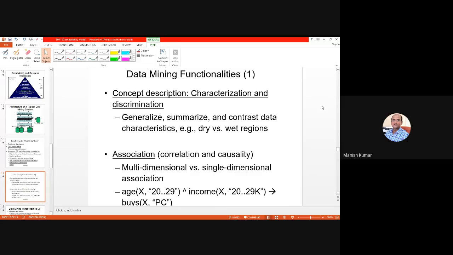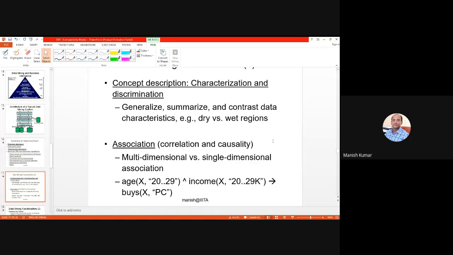As far as data mining functionality is concerned, you can see that we have characterization or discrimination, which I can go for. We call it generalizing, summarizing, or contrasting data characteristics. For example, I can analyze dry versus wet regions. I can also go for an analysis of medium spenders versus high spenders. That is what we do.